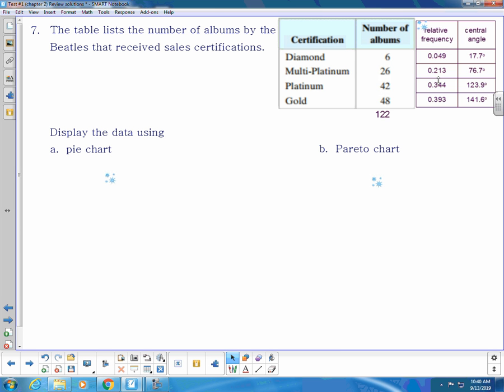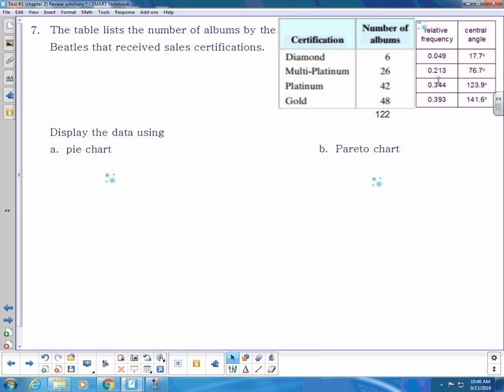This totals to 122. So 6 divided by 122 is 0.049 multiplied by 360. So take each of those, divide by 122, and then multiply by 360 to get your degree.